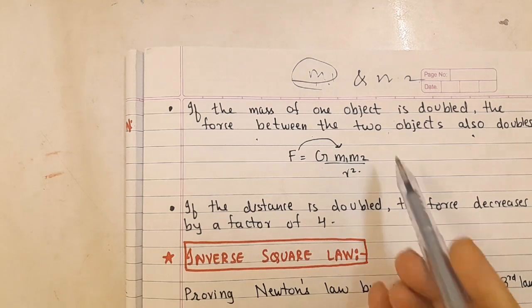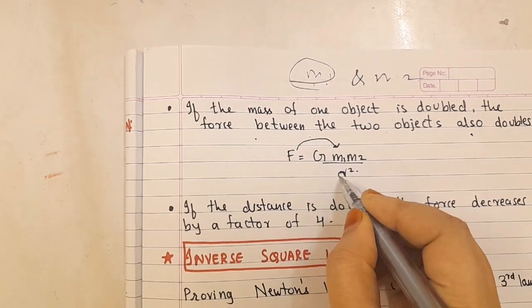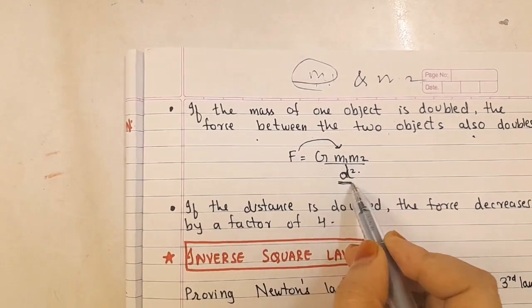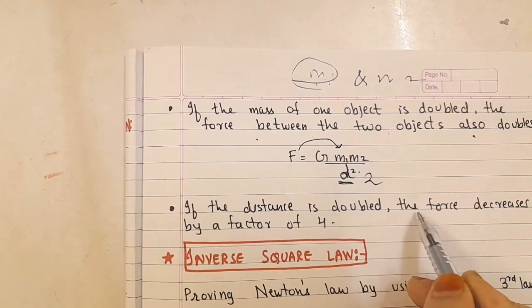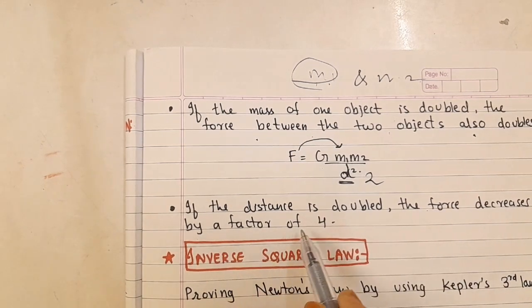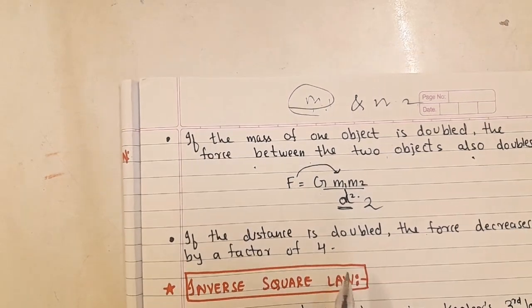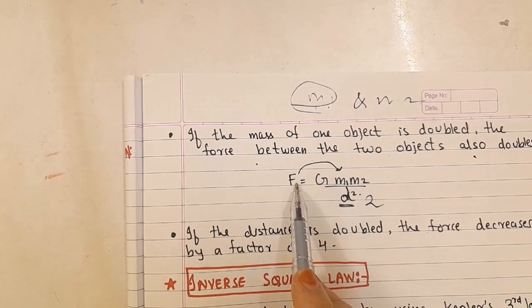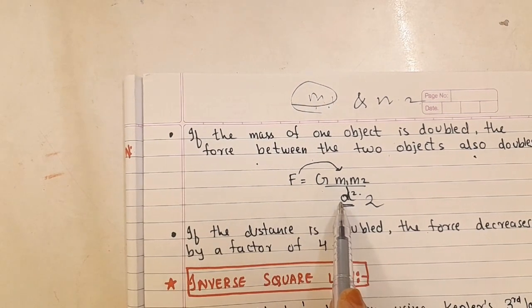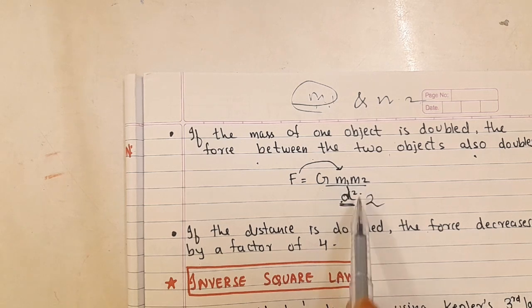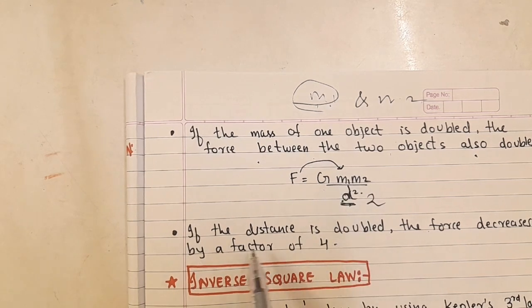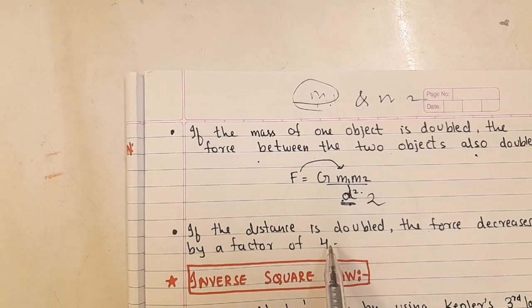Okay, and the next condition is if the distance is doubled. Here r, we can write d squared also. So if this distance is doubled, then the force decreases by a factor of 4. Why does it decrease? Because force and distance are inversely proportional to each other. Therefore, if the distance is doubled, the force decreases by a factor of 4.